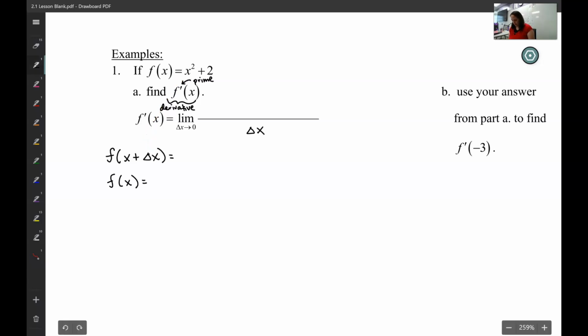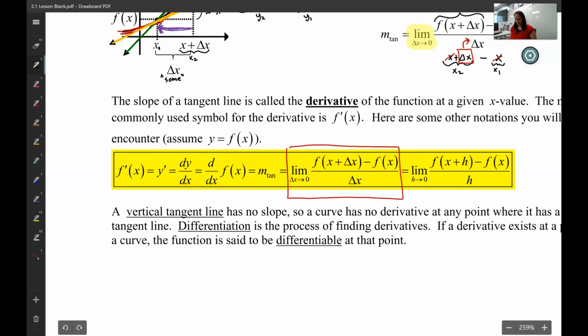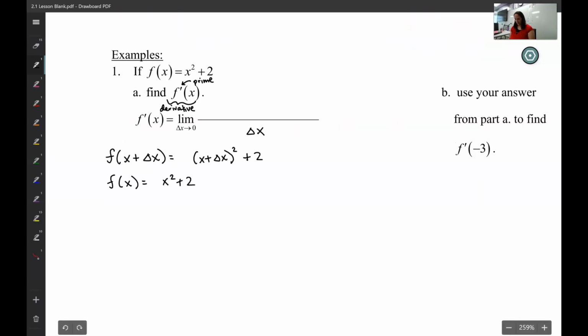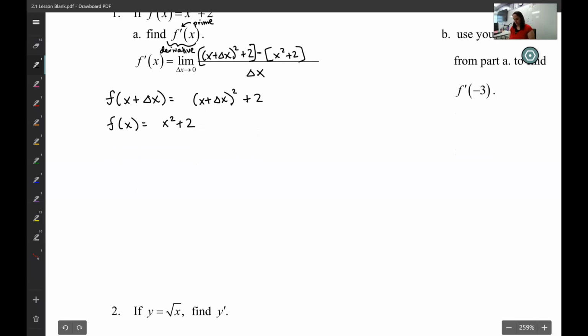So then I've got x plus delta x squared plus 2. So I'm plugging all that in for x. Then my f of x is x squared plus 2. Now, back to our definition. We need to take that first one minus that second one. So I've got x plus delta x squared plus 2 minus x squared plus 2. The first one minus the second one.